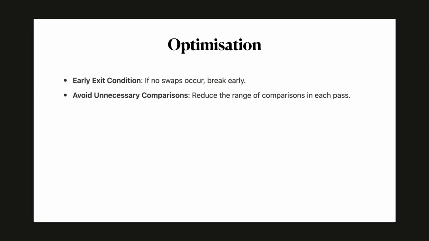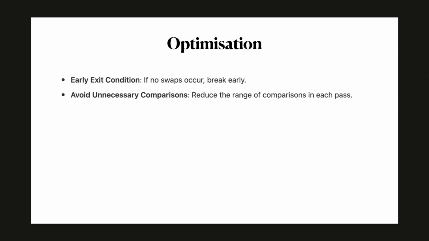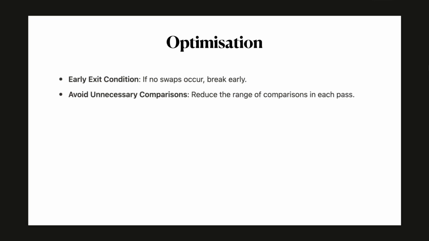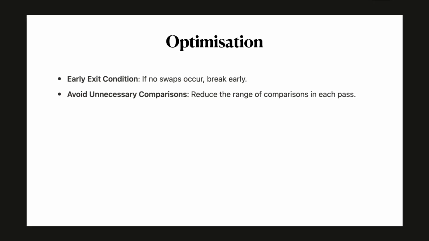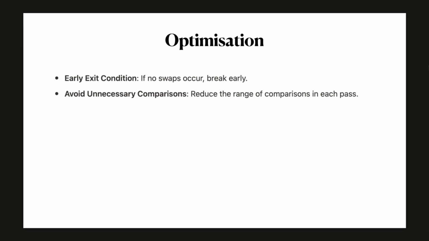When it comes to optimization, the first is the early exit condition. If you remember, in the code we set a flag for a swap. If it is swapped, we go to the next iteration, or else we ignore the next iteration. That's why, when no swap occurs, we break early. No need to worry about the next iteration, because it is already sorted.